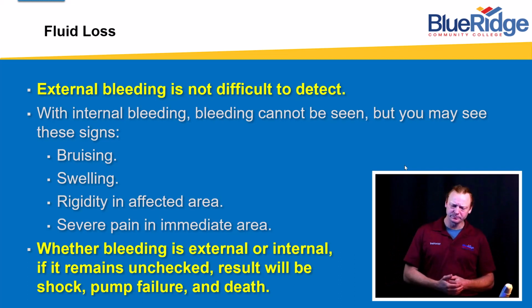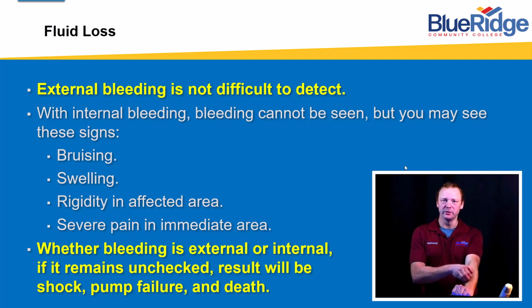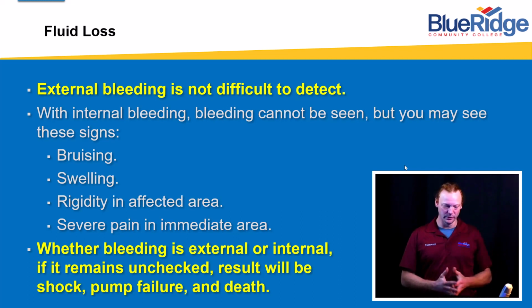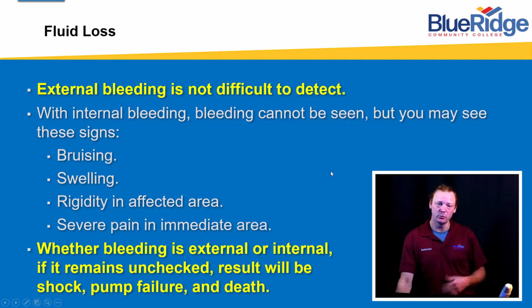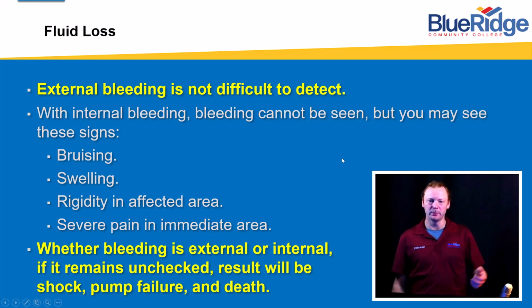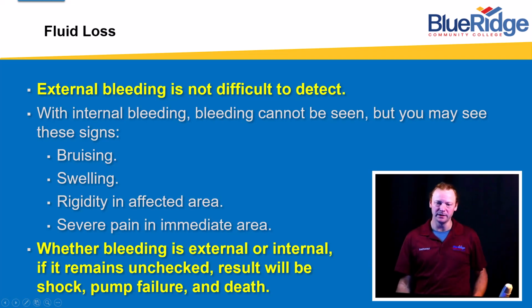With internal bleeding, we can't necessarily see that bleeding, but you can see some of the results of the bleeding. We want to look for bruising, any kind of swelling or rigidity, firmness of a specific area, and then also severe pain in the immediate area where that hemorrhage is occurring. Whether the bleeding is internal or external, if it remains unchecked, that will ultimately result in shock and then pump failure and eventually death. Sometimes it happens in rapid succession. Sometimes it's a little bit more delayed.